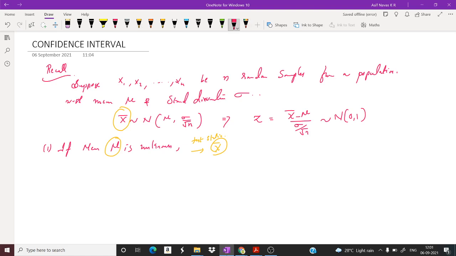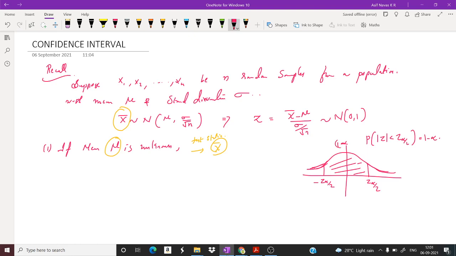Now let us recall this. Suppose this is our standard normal curve. Suppose this is minus z alpha by 2 and this is z alpha by 2. Then this area, that is P of mod z less than z alpha by 2, is equal to 1 minus alpha. That means this area is 1 minus alpha percentage, and the tails are alpha by 2.